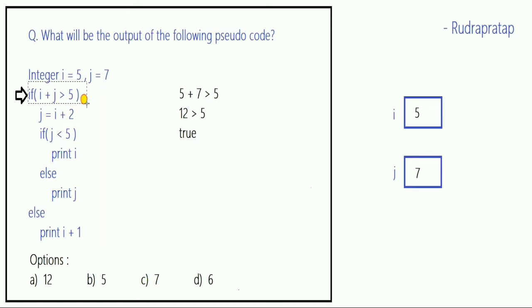After that we have an if statement. So i plus j is greater than 5. The value of i is 5 and j is 7. So 5 plus 7 is greater than 5. 12 is greater than 5, which is true. Now we can execute the body of if.